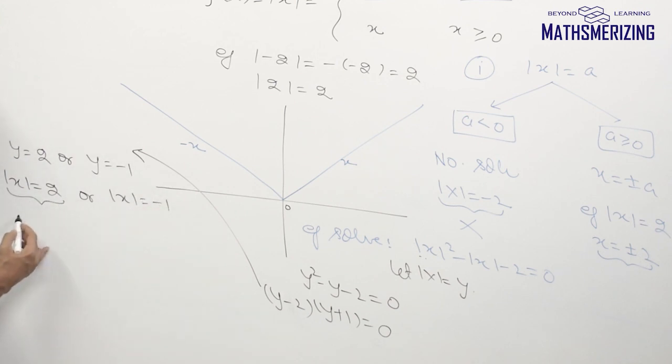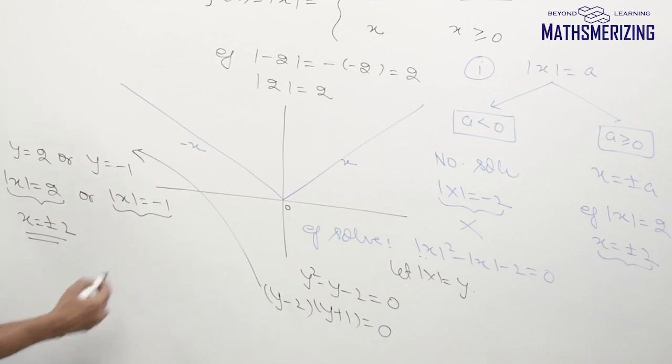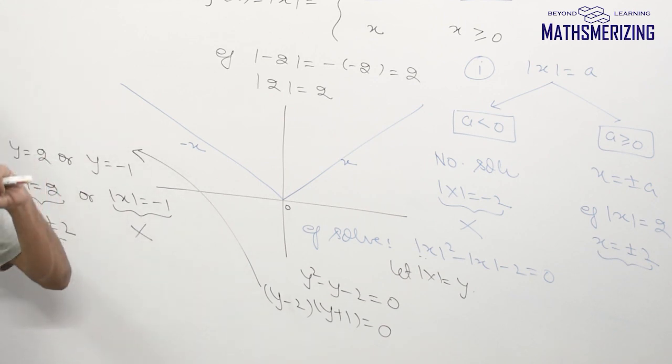Now mod x equals 2, then x is plus or minus 2, and mod x equals minus 1. Now the modulus function cannot take a negative value. So in this case, I'll get no solution. So the answer to this question is, the value of x should be either plus 2 or minus 2.